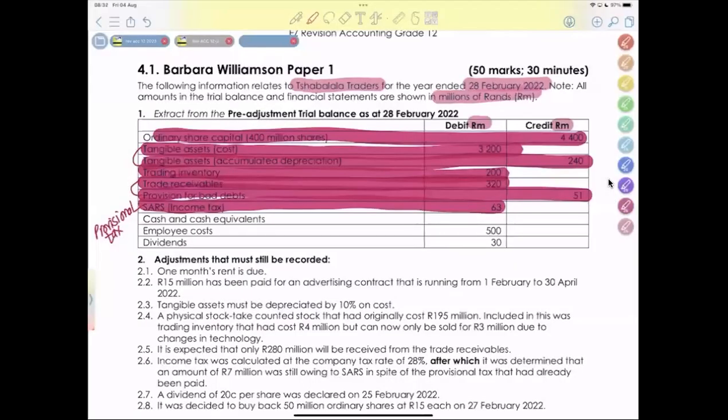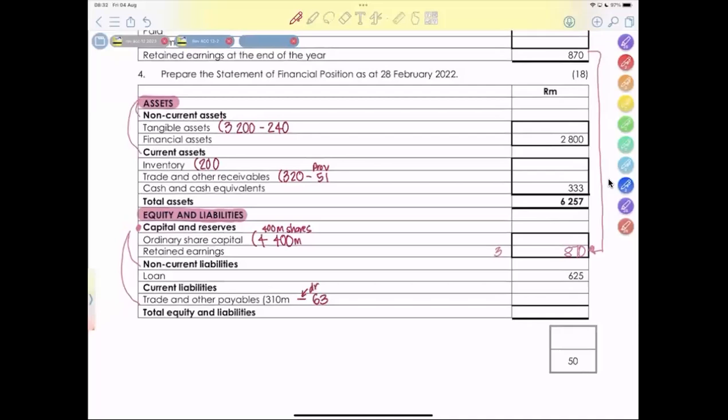We're then also given employee costs of 500. The cash and cash equivalents is actually already entered, which is why I've ignored it. Employee costs is also given as 500. And you can see it's over here in the statement of income.